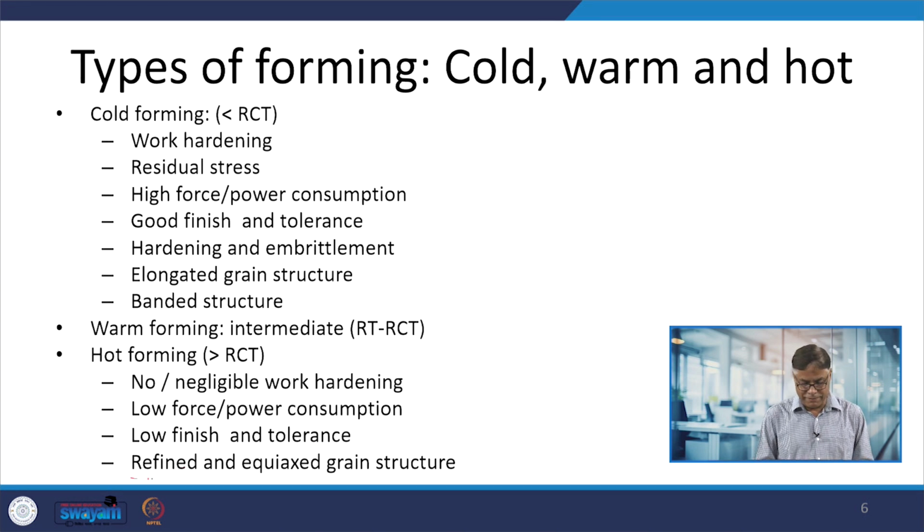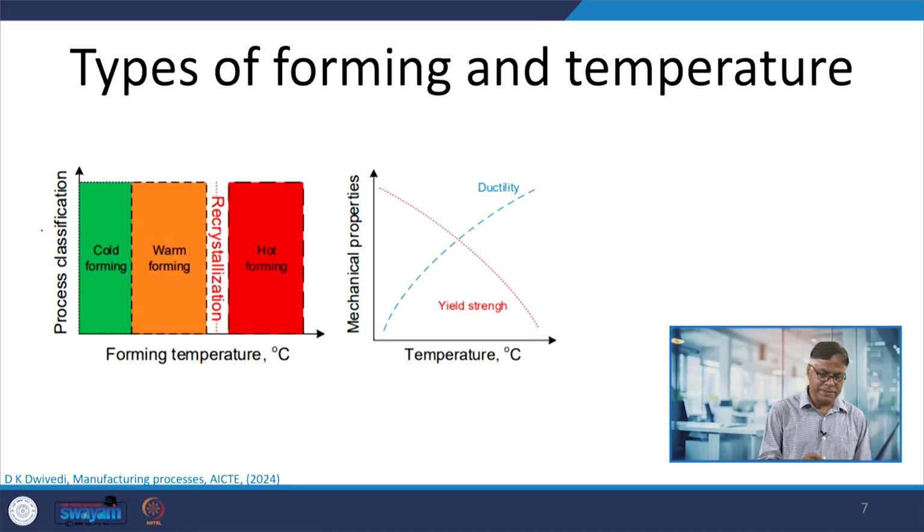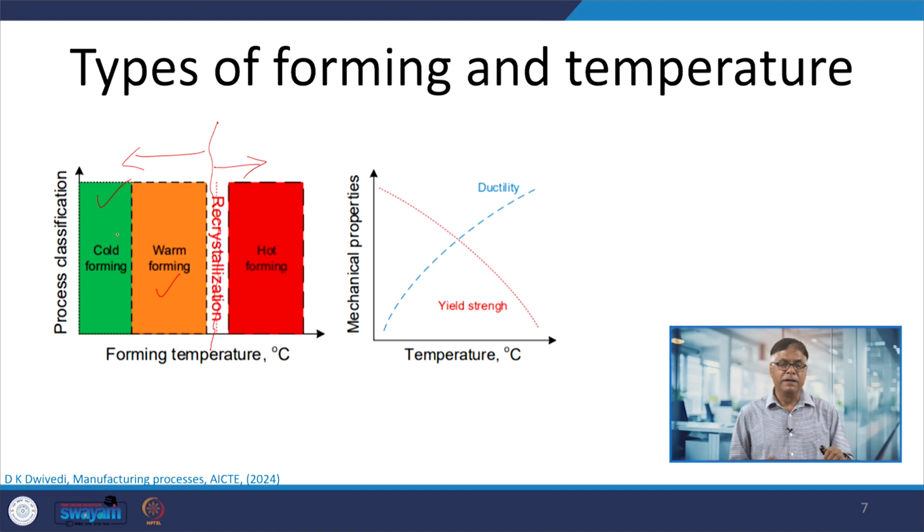Usually hot forming results in a very refined and equiaxed grain structure. So, this is expected to offer a good combination of strength, ductility and toughness. This is what has been schematically shown here, the process classification: cold forming, warm forming, hot forming. This is the demarcation line. Above the recrystallization temperature we have hot forming, and below the recrystallization temperature we can have warm or cold forming. When it is done under ambient conditions or below, it is cold; otherwise, in between ambient condition and the recrystallization temperature, it is warm forming.